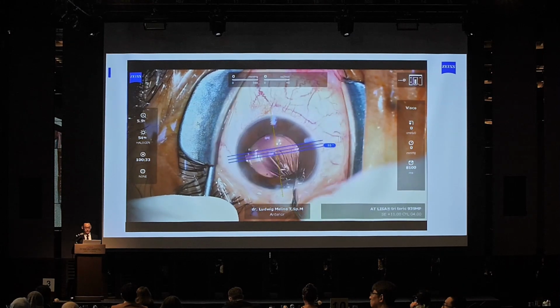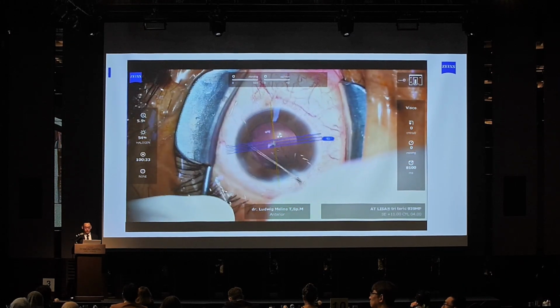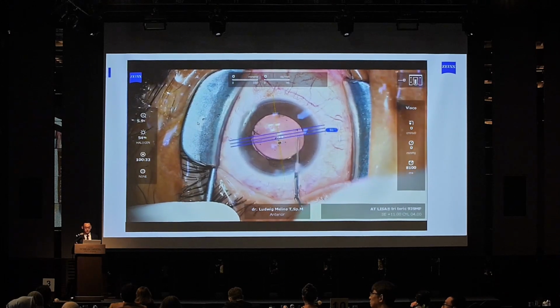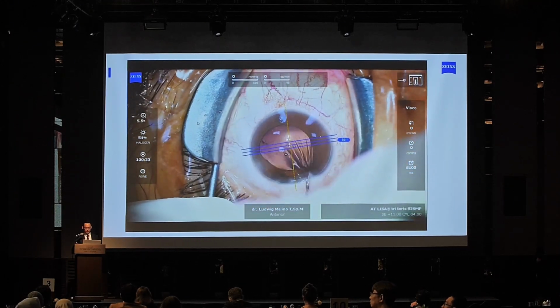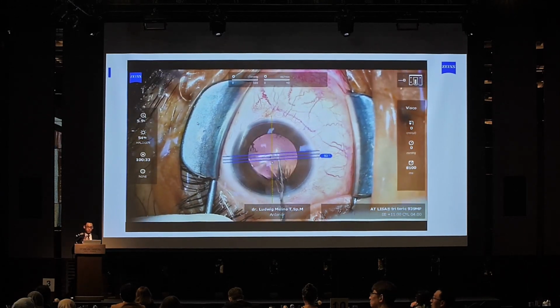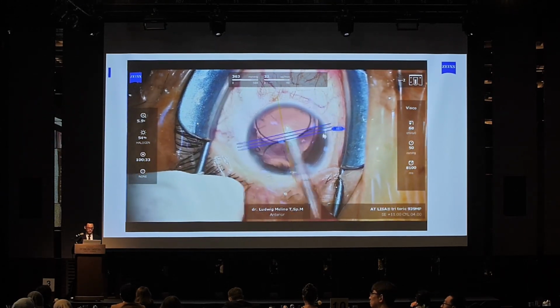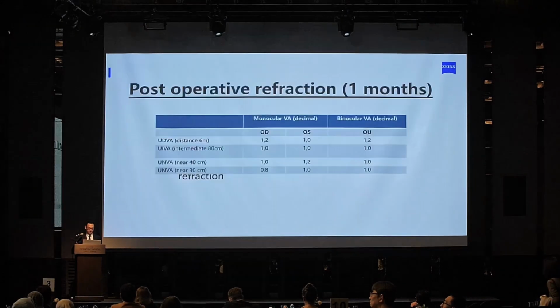I can rotate and implant on axis without worry of rotation because the plate haptic is so stable, and I can rotate in both directions. Okay, thanks. And this is the post-op at 1 month. The result is excellent.